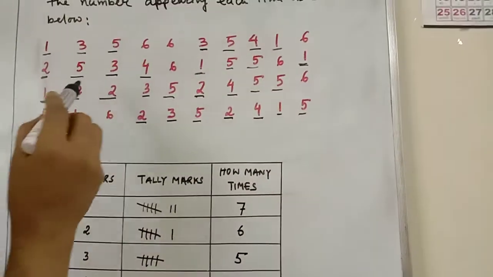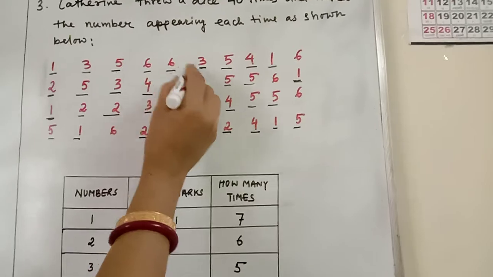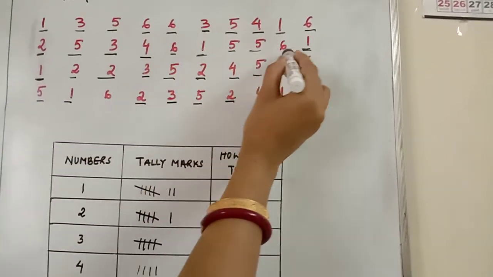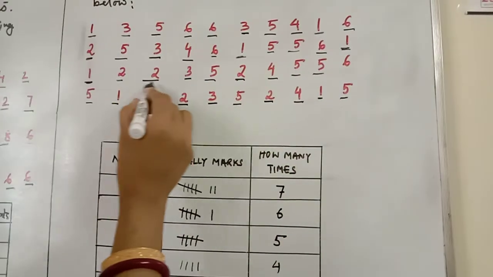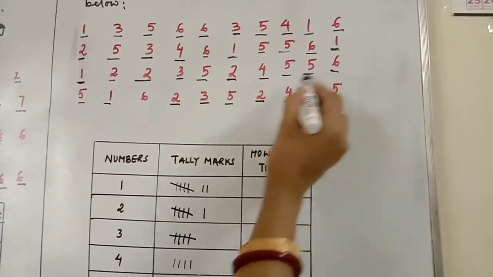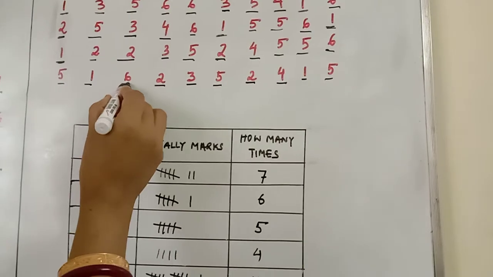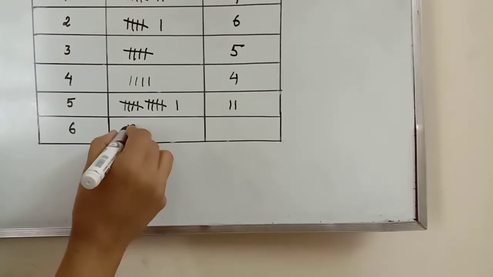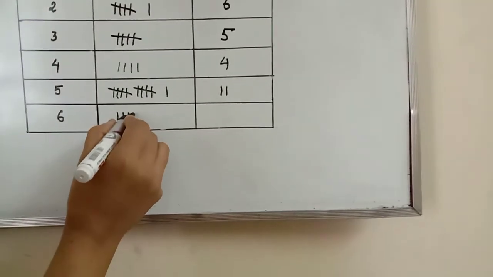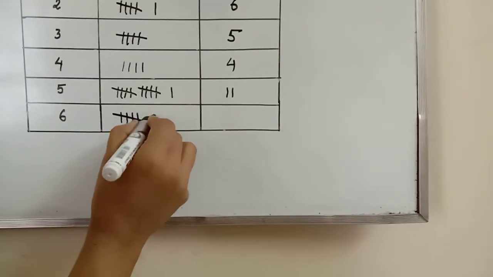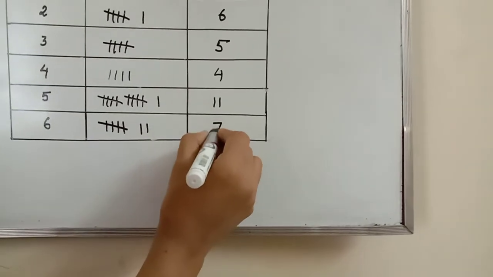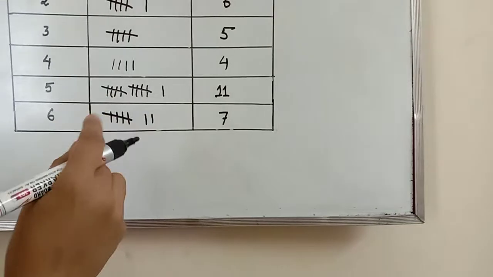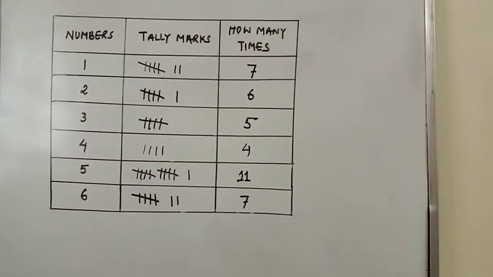Now 6. How many times is 6 there? 1, 2, 3, 4, 5, 6, 7. So 6 comes 7 times. 1, 2, 3, 4, 5, 6, 7. This is 11 and this is the tally marks for this particular data.